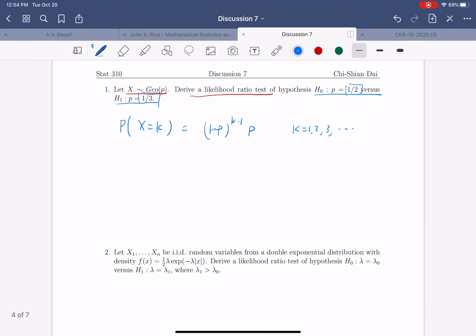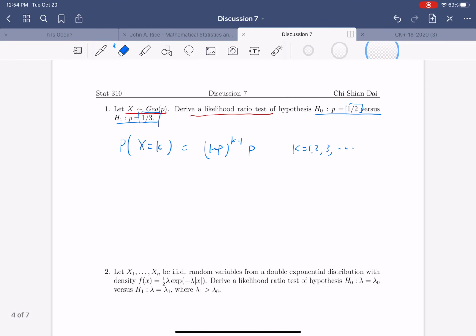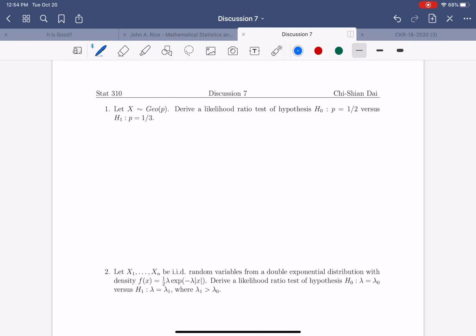Okay, let's start. Today we will learn how to calculate the likelihood ratio test. In the first question, X follows a geometric distribution with parameter P. That means X has a PMF that looks like this: P(1 - P)^(k-1), and the domain is k = 1, 2, 3, and so on.